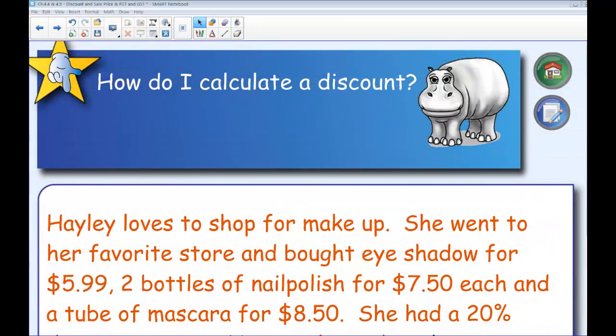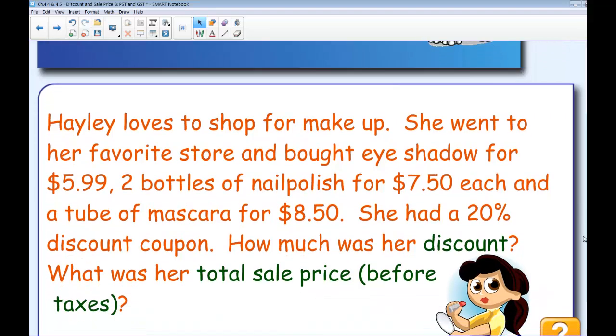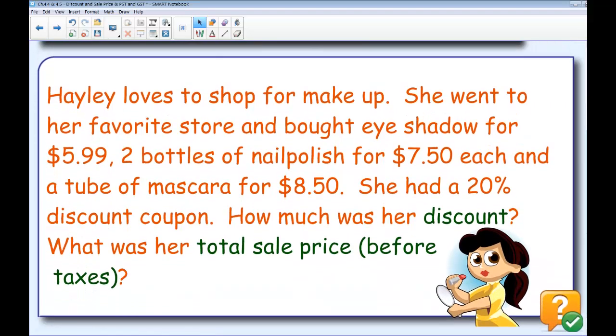So here's a simple example of how to calculate simple discount. Now, this question is probably written for the girls in the class, but nonetheless, it still works. It says, Haley loves to shop for makeup. She went to her favorite store and bought some eyeshadow for $5.99. She bought 2 bottles of nail polish for $7.50 each and a tube of mascara for $8.50. She had a 20% discount coupon, which is discounted off the total price of what she is buying.